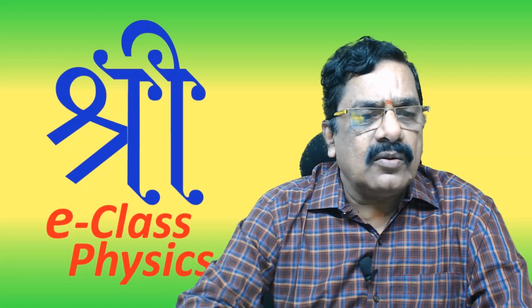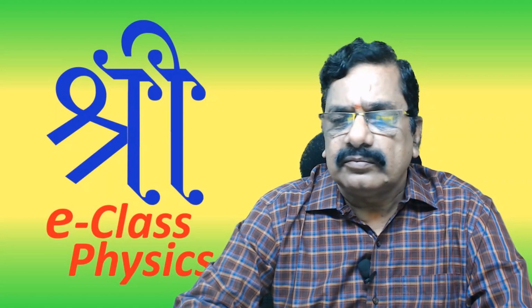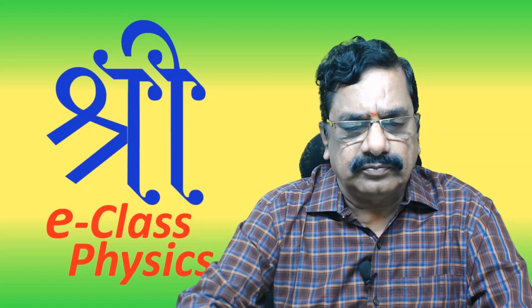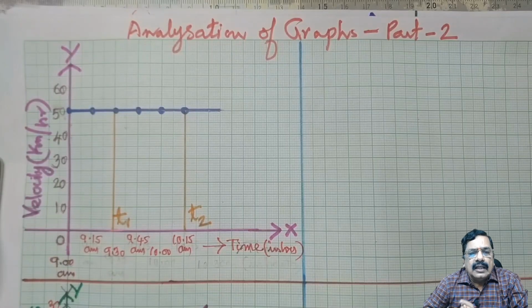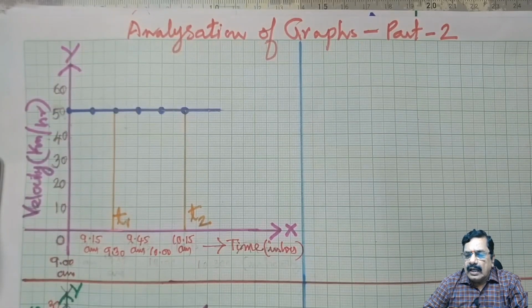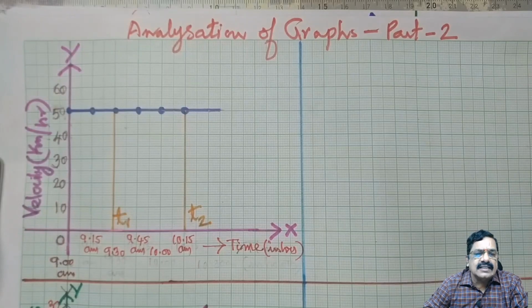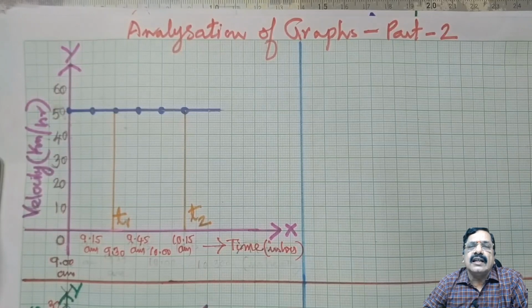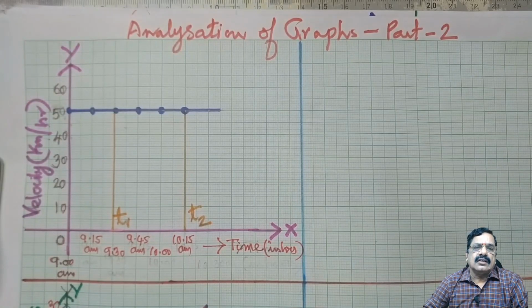Okay, now I will go to the notes. Now let us continue this analysis of the graphs, part 2. As we just revised the velocity time graphs, based on that knowledge, let us see this graph.